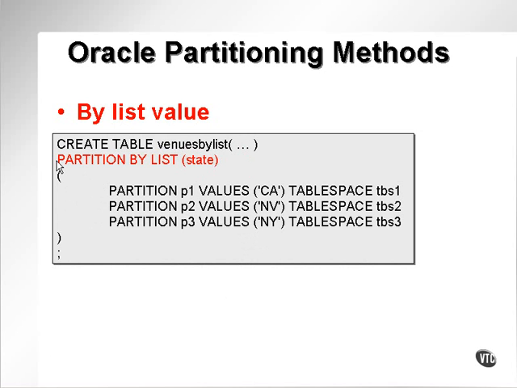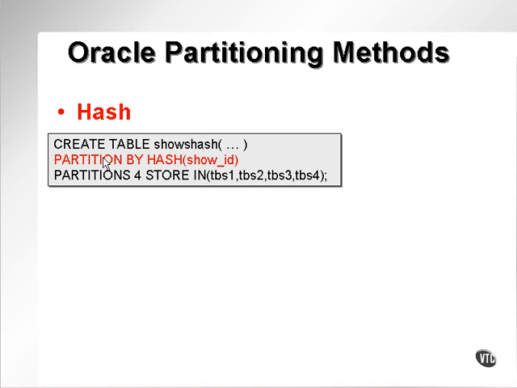By list simply says partition by list based on a column called state. In this case, partition 1 is California, partition 2 is Nevada, and partition 3 is New York. And here I'm splitting up my shows table based on a hash value calculated on the show ID, and I'm describing it as being split into 4 separate partitions and stored in these 4 separate table spaces. All it's going to do is use the show ID to calculate some kind of hash value and plop it into the 4 separate partitions based on the result of that hash value, dividing the values in the separate partitions equally.